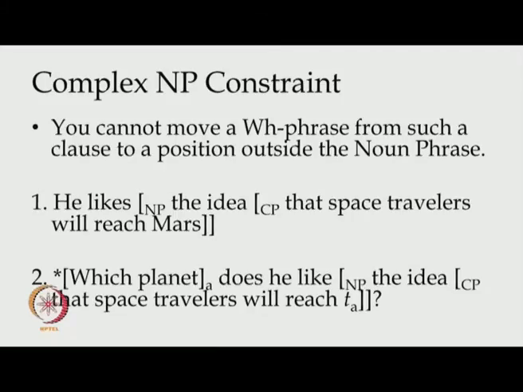Okay? That is the meaning of complex NP. And the idea is extraction out of this complex NP is not going to be possible. So if you look at the second sentence, why the second sentence is not good is because we are trying extraction out of complex NP. Can you see that? Do you agree that the second sentence is not good? What planet does he like the idea that a space traveler will reach? Right? Doesn't look like a good sentence, right?